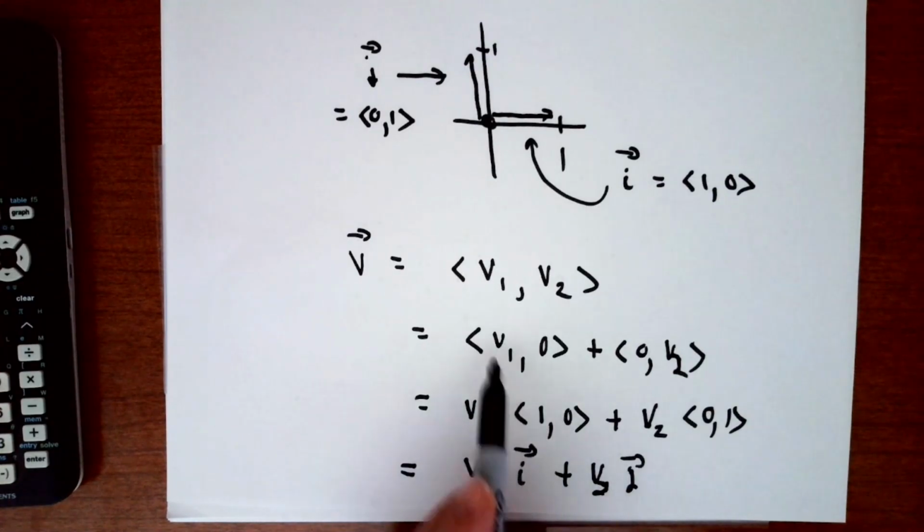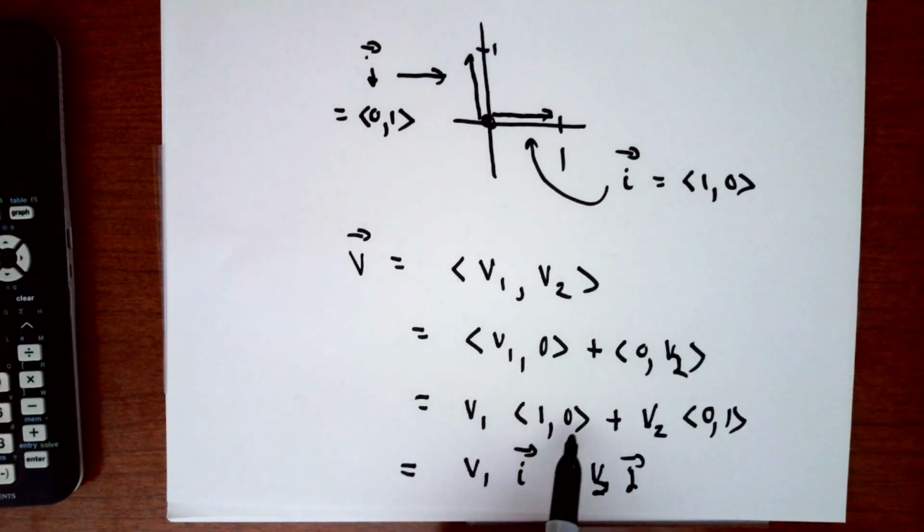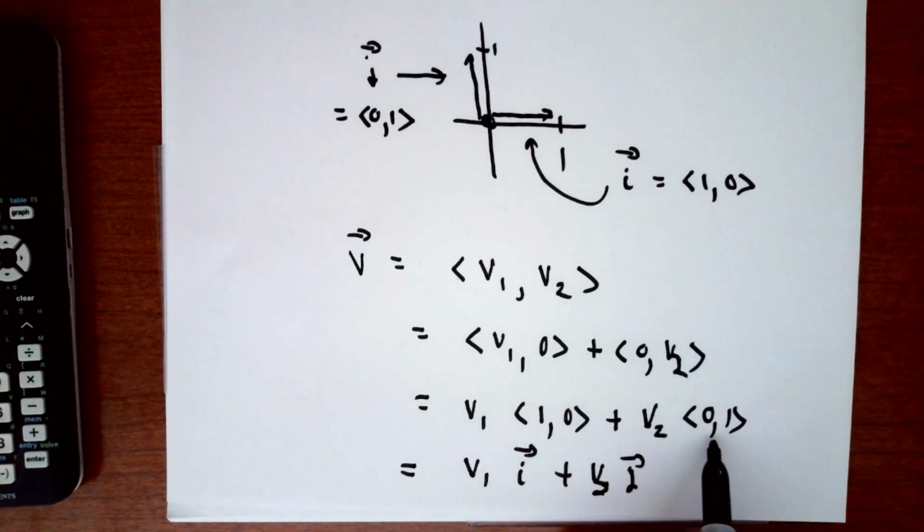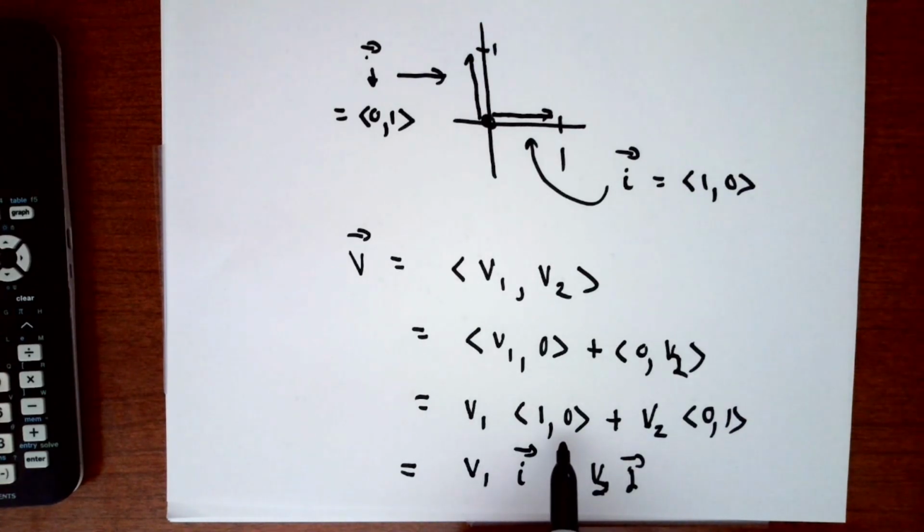v1 times 1 is v1. v1 times 0 is 0. Likewise, I can write 0, v2 as the number v2 times the vector 0, 1. 1, 0 is i, and 0, 1 is j. So if I write this, it just means the same thing as that. This looks a bit more like ordinary algebra, though.